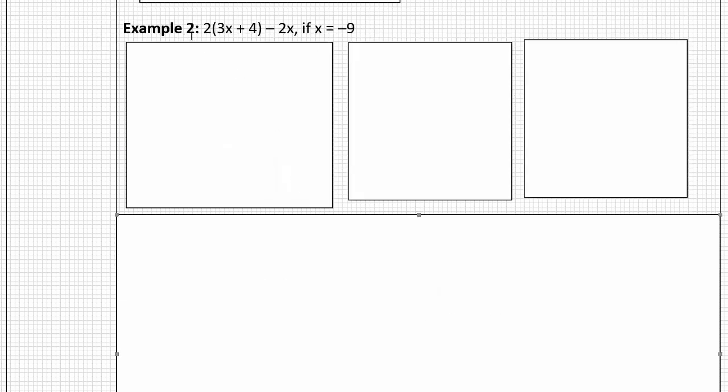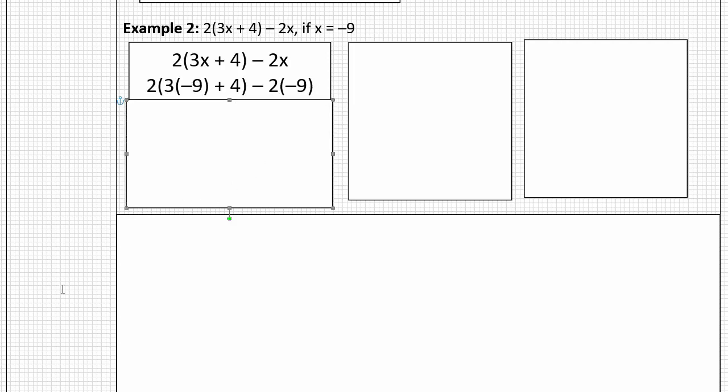For example 2, we have 2 times the quantity 3x plus 4, subtract 2x, if x equals negative 9. So we're being asked to evaluate this expression if x equals negative 9. Well, following the steps from above in example 1, we'd start by copying down the expression, right, so 2 times the quantity 3x plus 4, subtract 2x, and then use parentheses to show where we are substituting negative 9 into the expression.